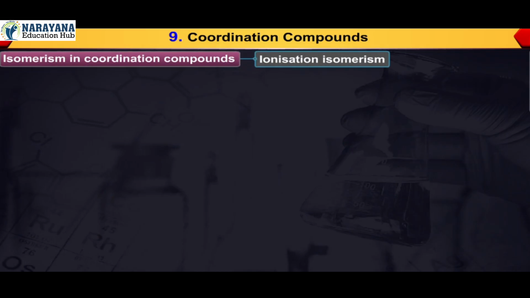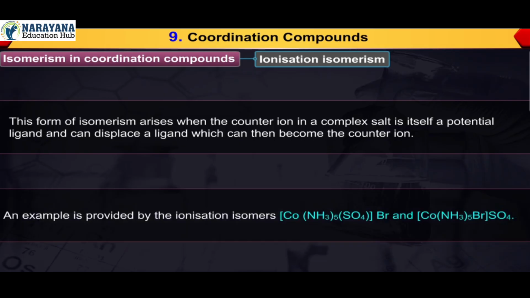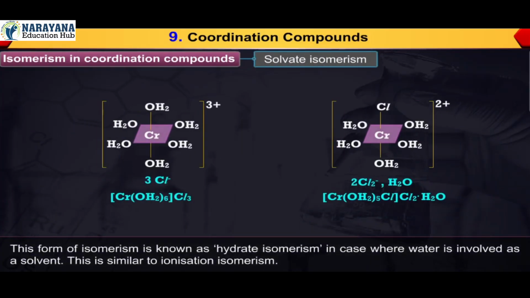Ionization isomerism. This form of isomerism arises when the counter ion in a complex salt is itself a potential ligand and can displace a ligand, which can then become the counter ion. An example is provided by the ionization isomers [Co(NH3)5SO4]Br and [Co(NH3)5Br]SO4.